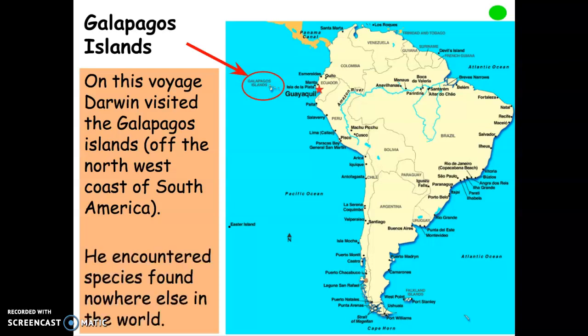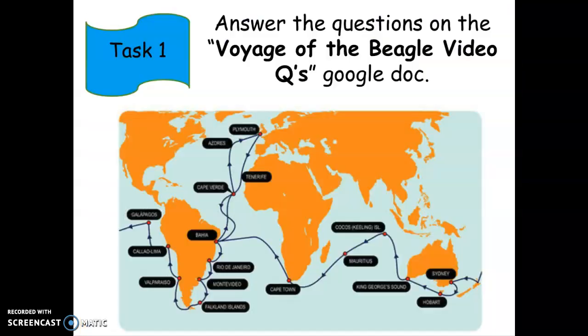He went to an area off South America called the Galapagos Islands, which are very remote, and they have some species that you get nowhere else in the world, and that's why it was so useful for his study of evolution.